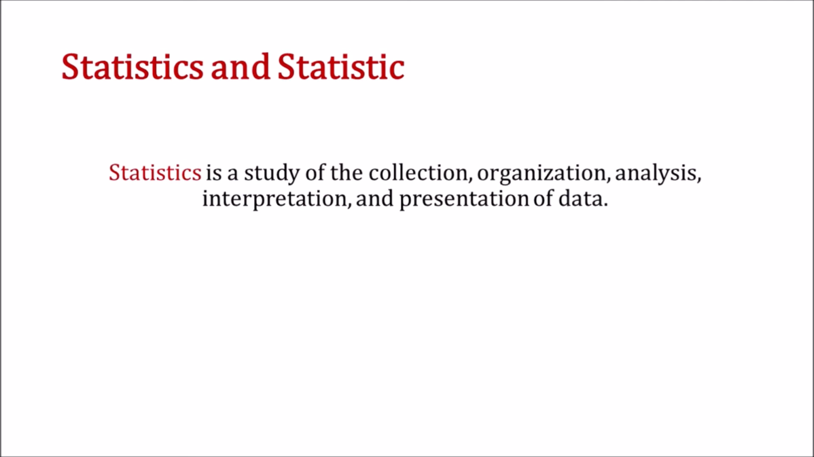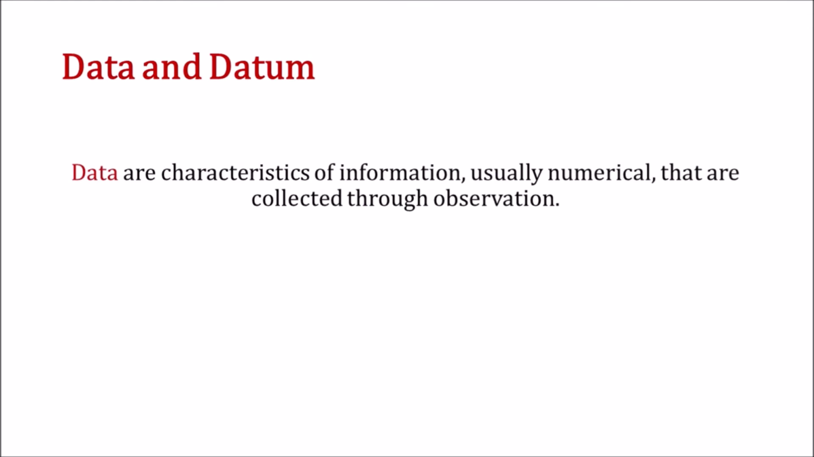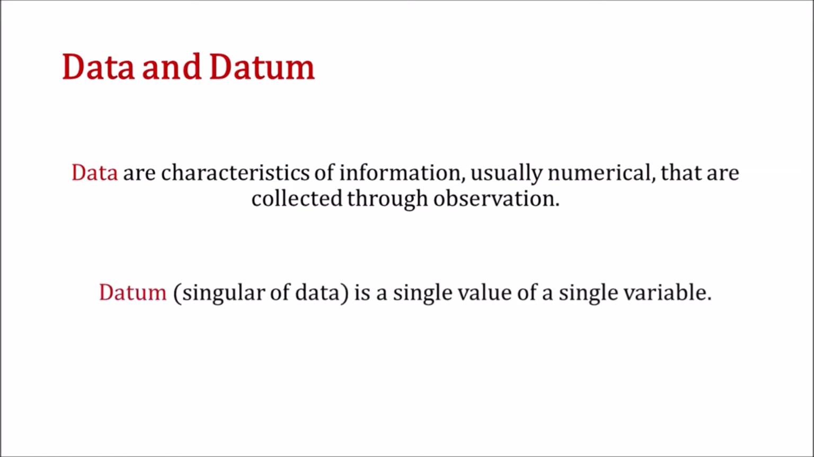Statistics is the study of the collection, organization, analysis, interpretation, and presentation of data, while a statistic is a single measure of some attribute of a sample. In statistics we must process the data. Data are characteristics of information, usually numerical, that are collected through observation. And datum, the singular of data, is a single value of a single variable.